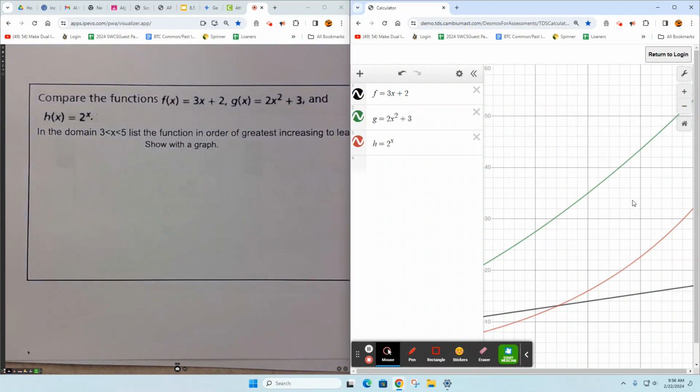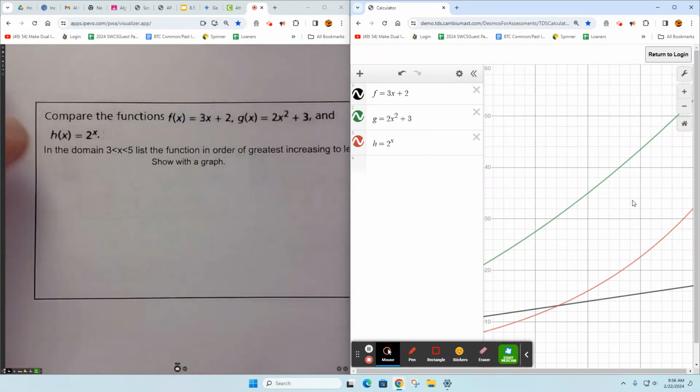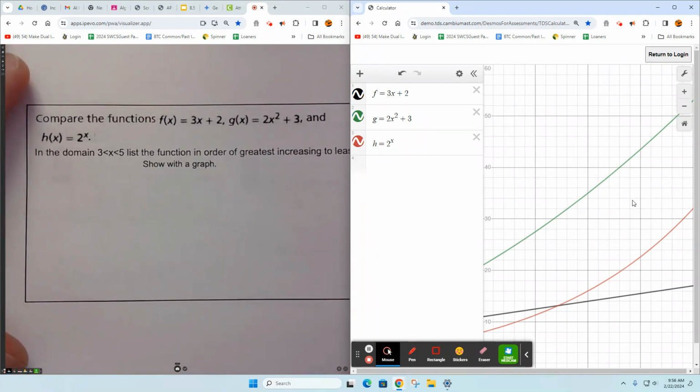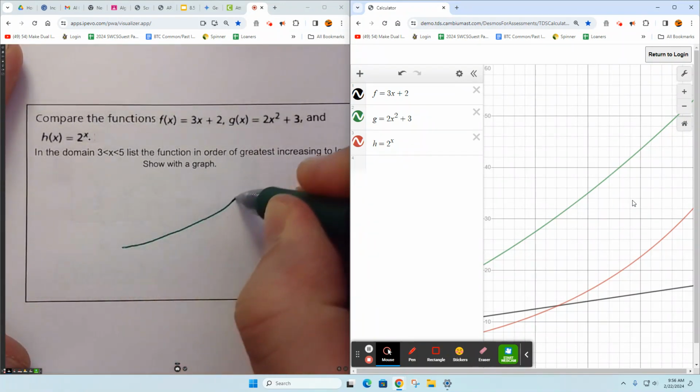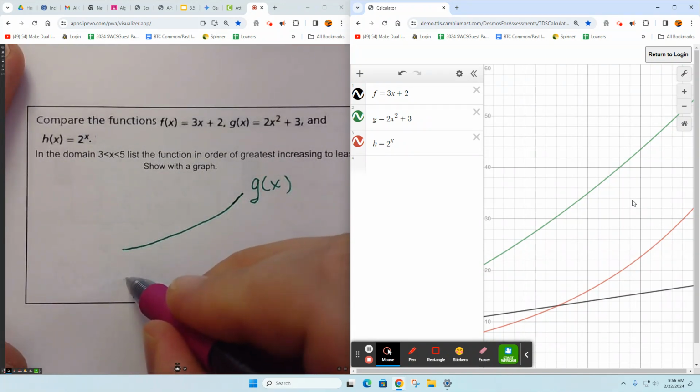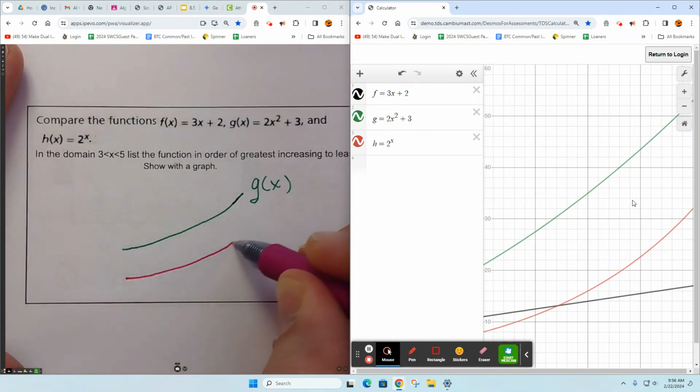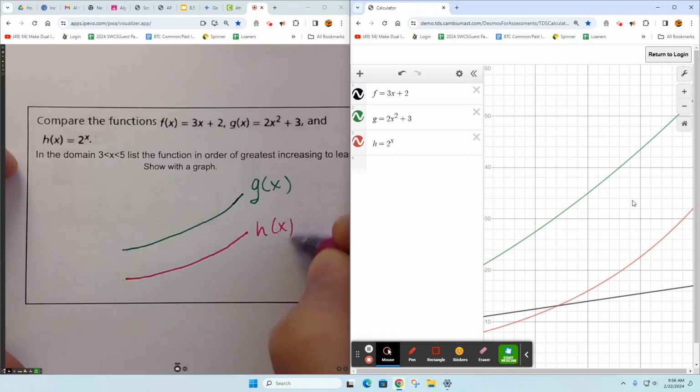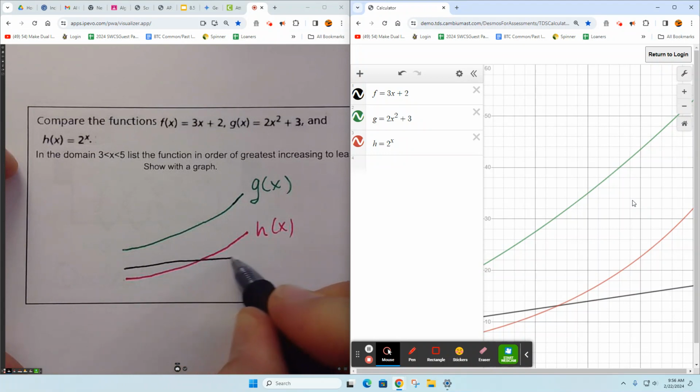Okay, so which one wins in this case? G, which is our quadratic. So then I have to draw this picture. I'm going to draw my quadratic first. I want to draw my exponential. We see the exponential pass the linear. That's my h of x. And then finally my linear was winning, but then lost.